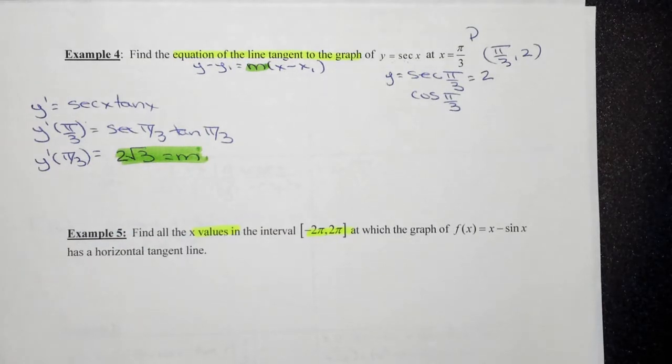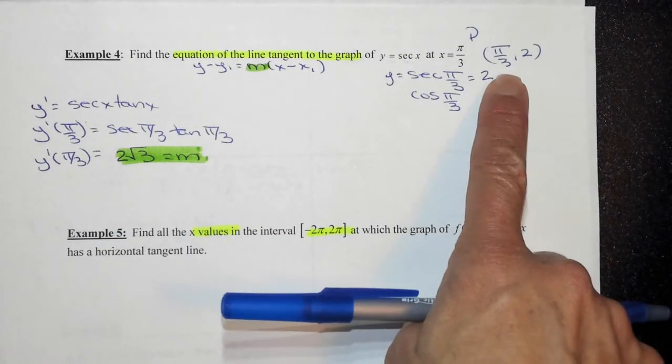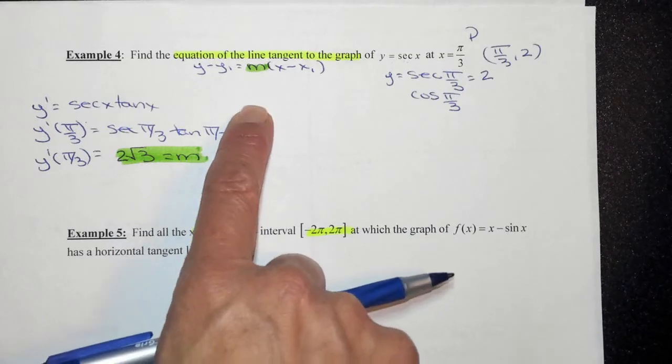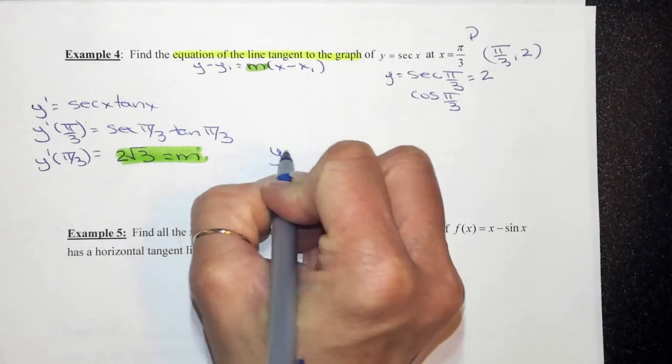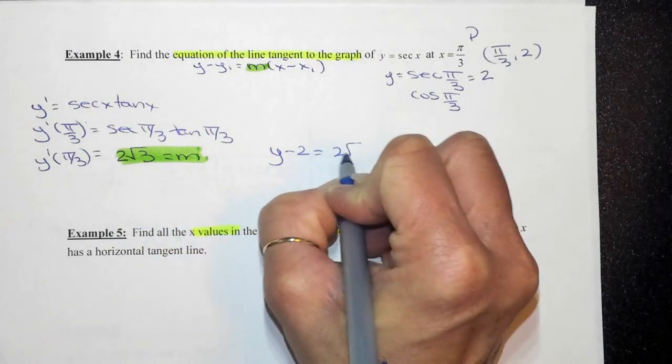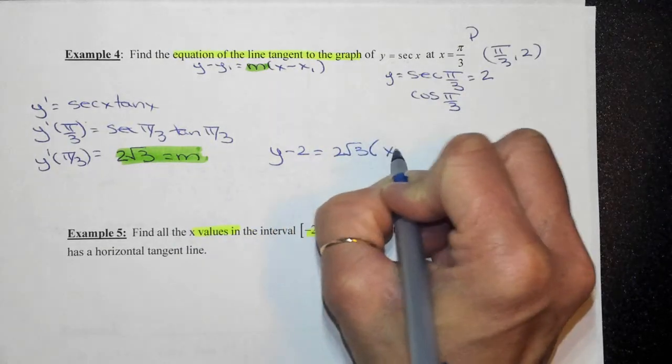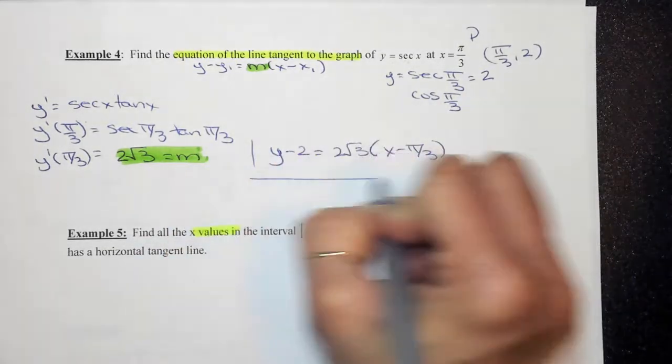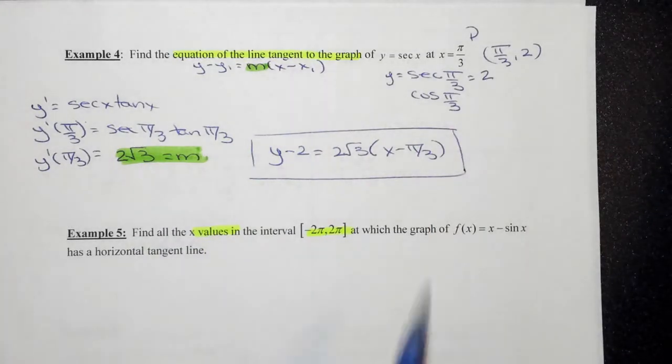Okay, so I have my points, or my coordinates, and I have my slope. I can write the equation of the line. So this is y minus 2 is equal to 2 square root of 3 times x minus pi over 3. That's the equation of the line that's tangent to this curve at pi over 3.